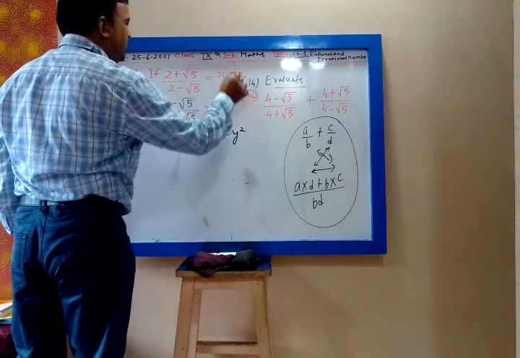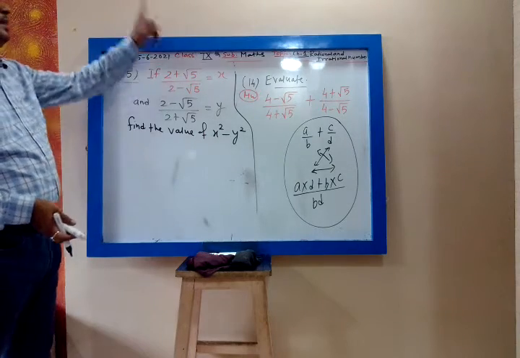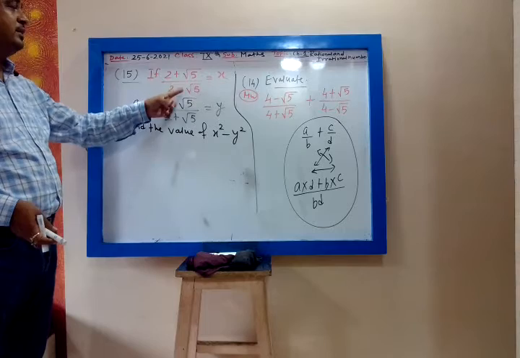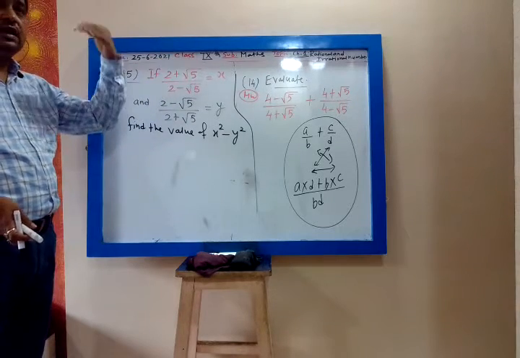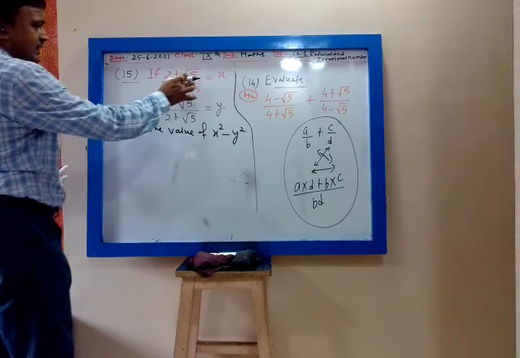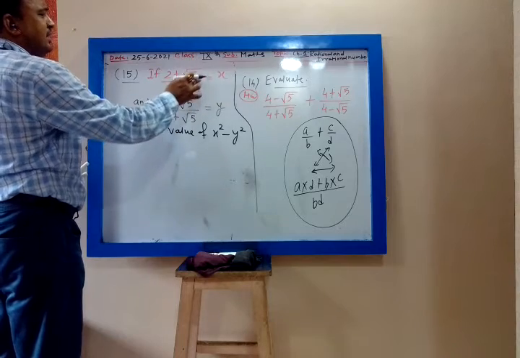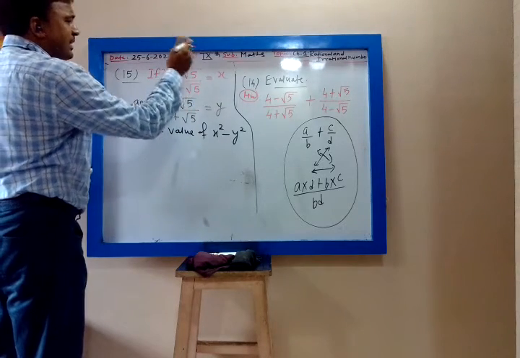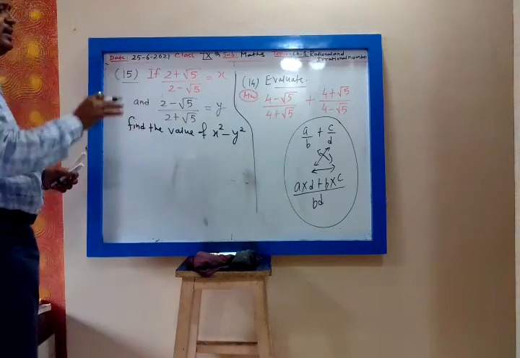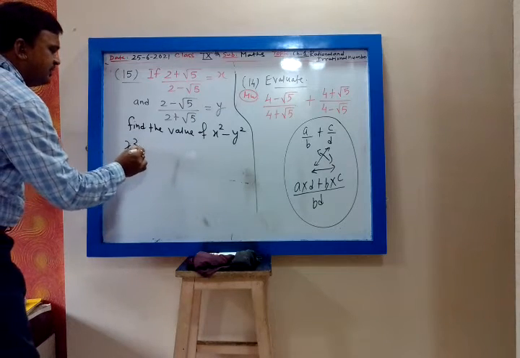Are you getting it? Okay. What will some of you do? Some of you will square directly. Do not square, because you have to find the square of the numerator, the square of the denominator, then you have to divide. Calculation will be complicated. So in this, you simplify each one of them by rationalizing the denominator. Rationalize the denominator and simplify x. Rationalize the denominator of y, simplify y.